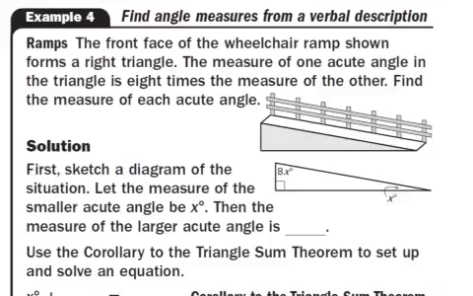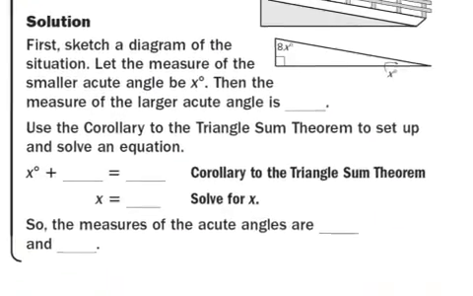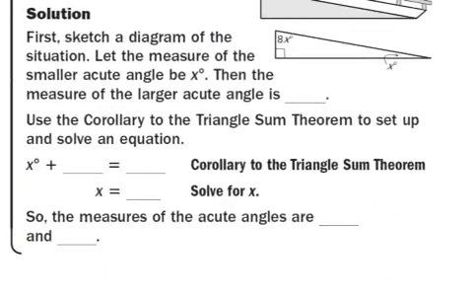All right, last couple examples here. So here we've got a wheelchair ramp, and it says that one of the angles is 8 times as big as the other one. So if we go ahead and sketch out a picture, we've got one angle 8 times as big as the other one. So in our picture, one angle will be x, the other angle will be 8x.